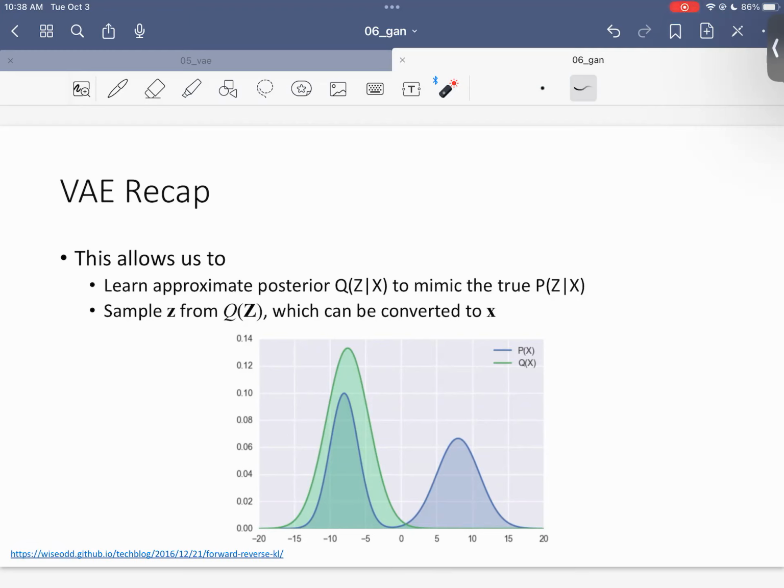So what we're trying to do is mimic the true P(z|x). P(z|x) is the posterior distribution, right? So we were trying to approximate P(z|x) with a known function Q(z|x), which is variational inference. But by sampling from this Q(z), we can convert that to x. We don't know the true P(z|x), so it could look like this. And since we're approximating with a normal distribution, the best we can do is probably this, right?